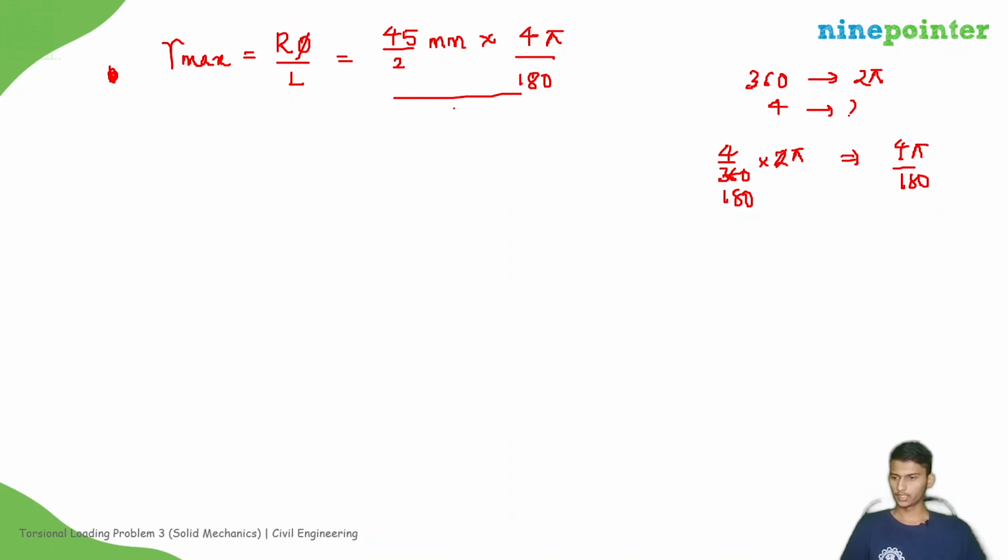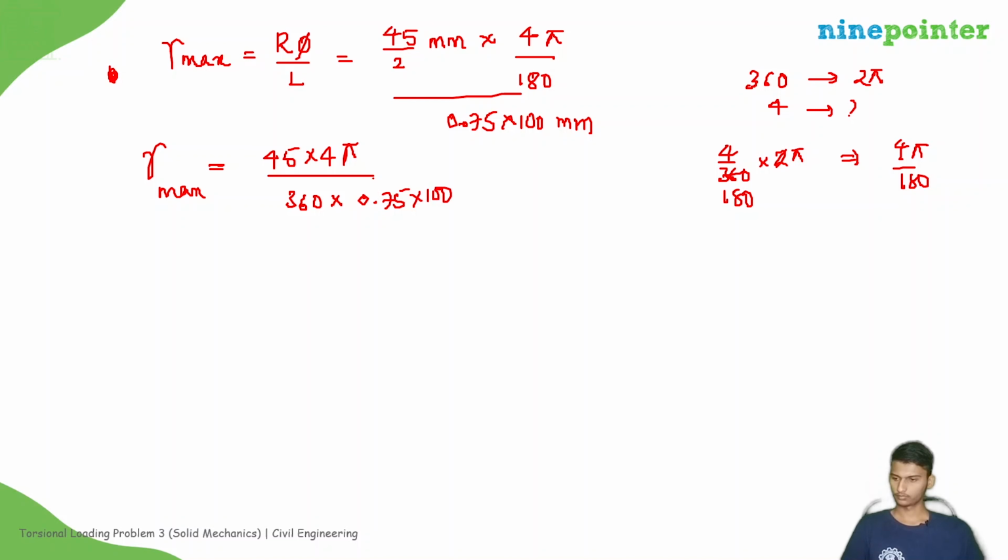Into this, divided by L. L is 0.75 meters, so into 100 mm. So gamma max will be 45 into 4 pi divided by 360 into 0.75 into 100. Let us calculate this value. We get 45 into 4 into pi divided by 360 divided by 0.75.